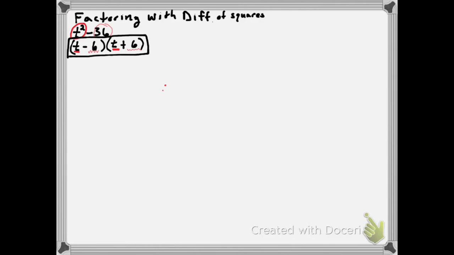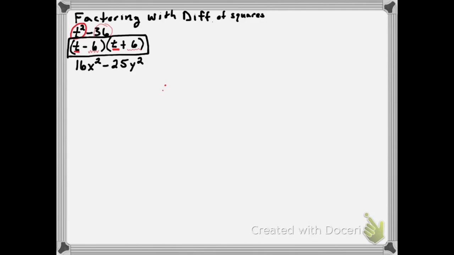Anytime you factor a difference of squares, you will have 2 binomials that are exactly the same except for their sign in the middle. So I want us to look at another one. This time we've got 16x squared minus 25y squared.